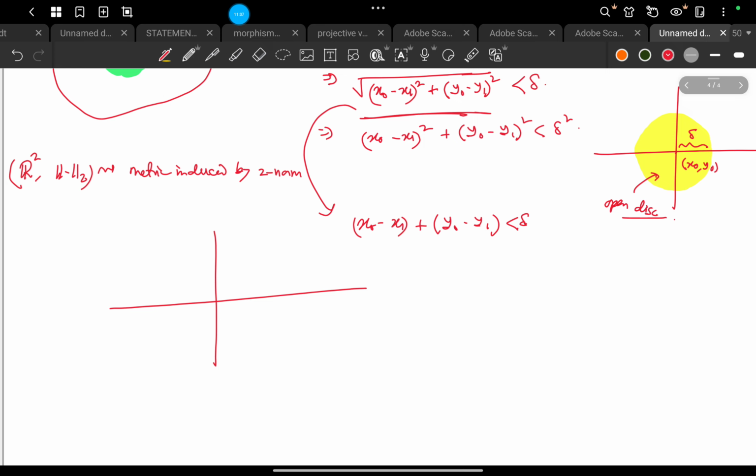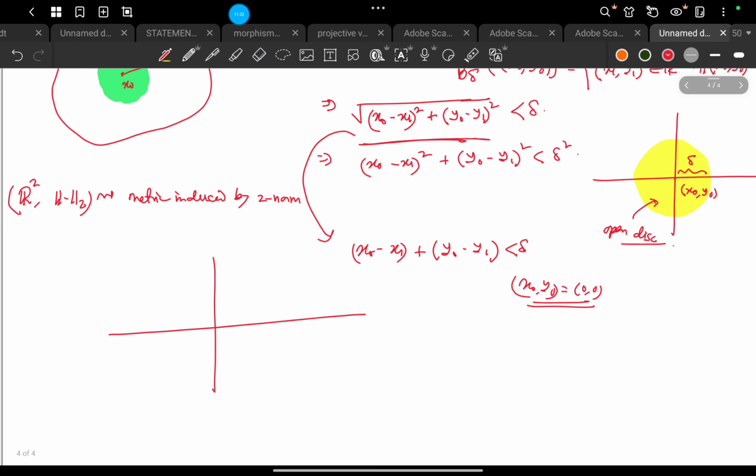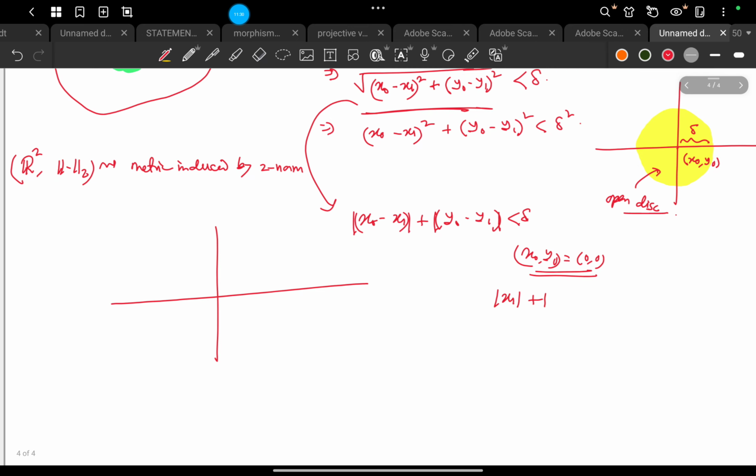For instance, we can consider (x0, y0) to be (0, 0). Then it will be easy for us to visualize. If (x0, y0) is (0, 0), then of course it will be modulus. So it will be nothing but mod of x1 plus mod of y1 is less than delta. That means first it will be like this. So this is my (delta, 0), it is (minus delta, 0), it is (0, delta), it is (0, minus delta). So the inner portion only.